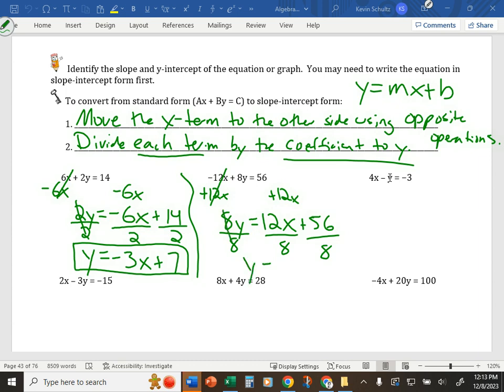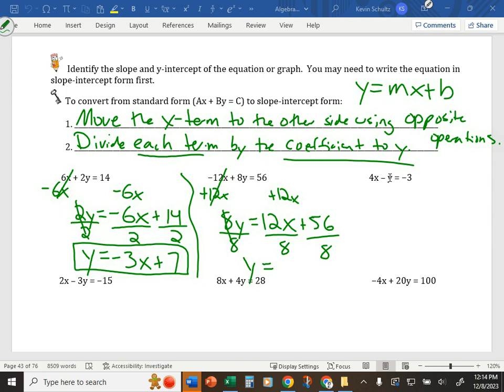Y is by itself. 12 divided by 8. Does that work out evenly? No. We want to keep it as a fraction because remember what this value represents. What will it become in slope-intercept form? A decimal. No, we don't want it to be a decimal.